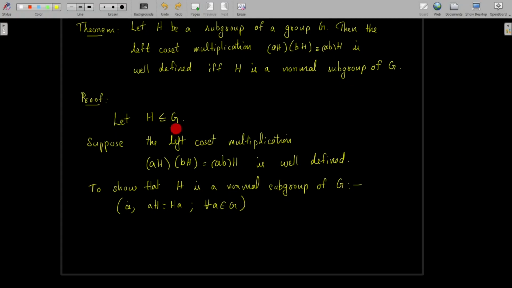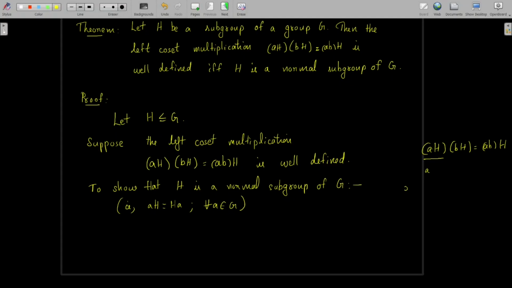Let H be a subgroup of G, and suppose the left coset multiplication aH times bH equals abH is well defined. We have to show that H is a normal subgroup of G. That is, we have to show that aH equals Ha for all a belonging to G. Now, what do you mean by the statement that the left coset multiplication aH times bH equals abH is well defined? The coset aH is the notation used for the coset of H in G containing the element a.